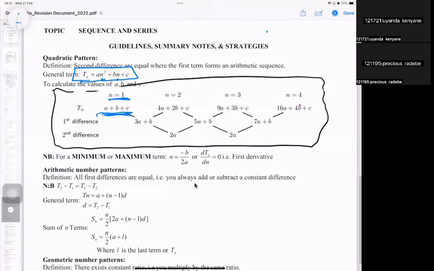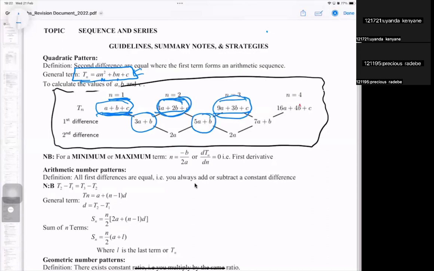Thank you. And then when n is 2, likewise, back on the general term, you're going to get 4a plus 2b plus c, isn't it? And then when n is 3, you're going to get that. So when you now use algebra for T2 minus T1, you get 3a plus b. When you use algebra for T3 minus T2, you get 5a plus b.